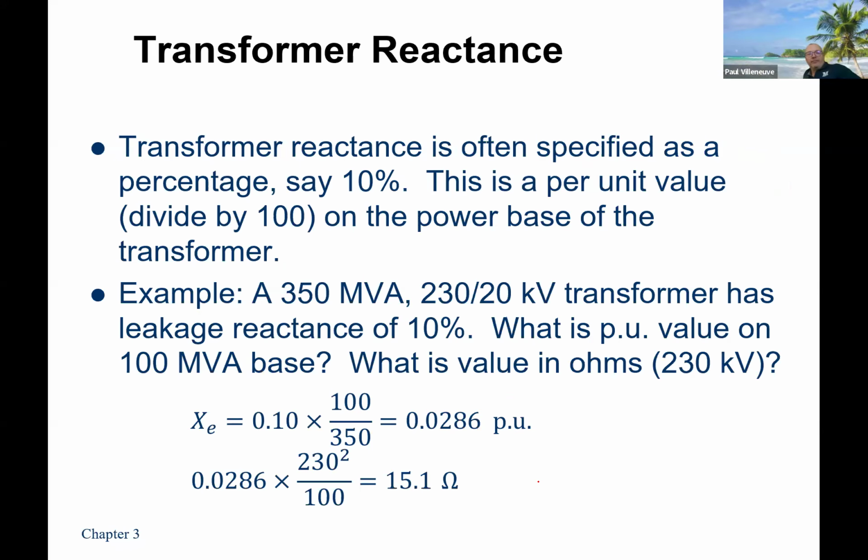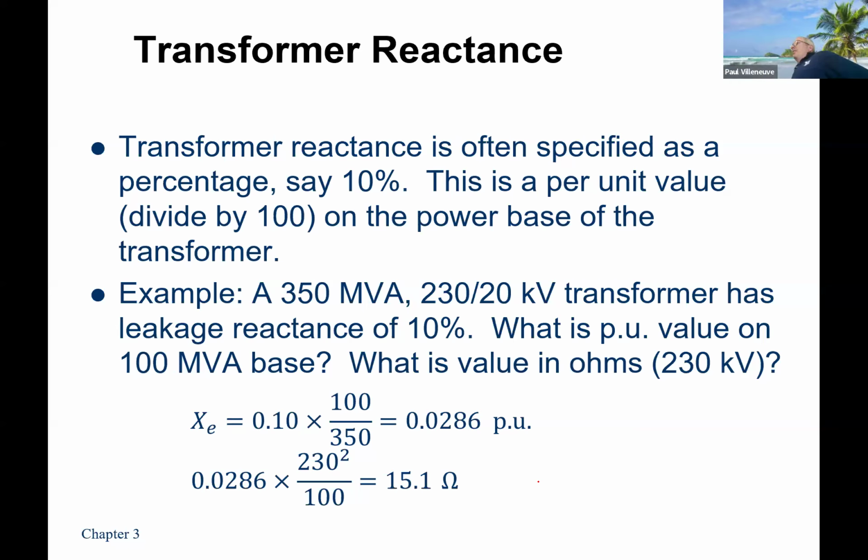Let's see. This is the same process, right? A 350 MVA, 230 to 20 kV transformer has a leakage reactance of 10%. What is the per unit value on 100 MVA base? So that 10% becomes 2.86% because it's a 350 MVA transformer moving to 100 MVA. So it should look like a smaller impedance.